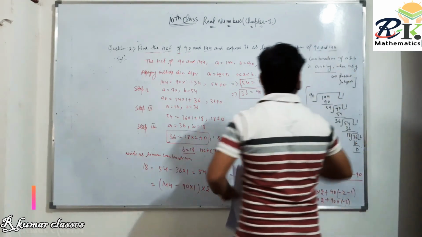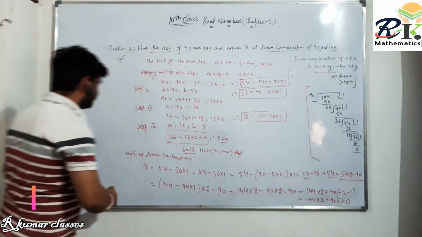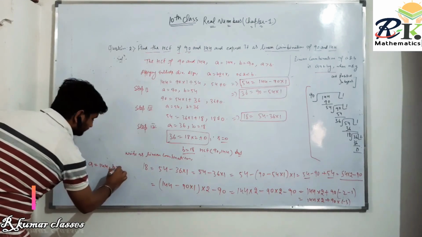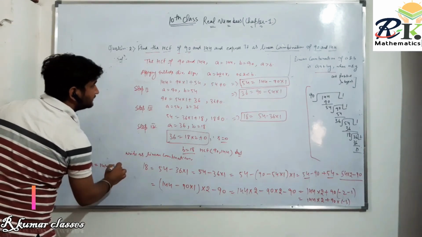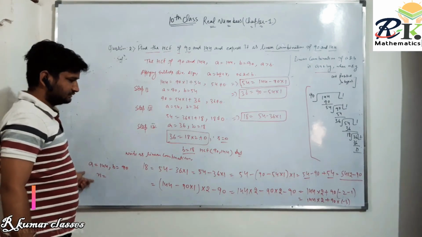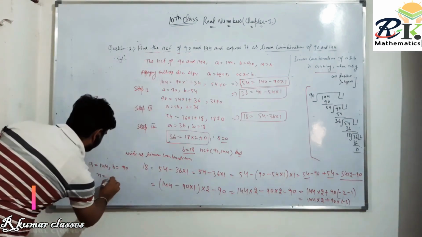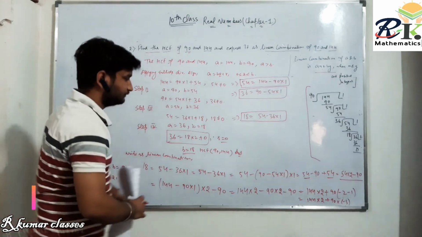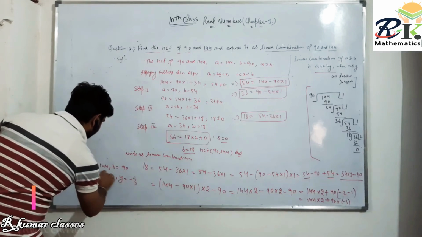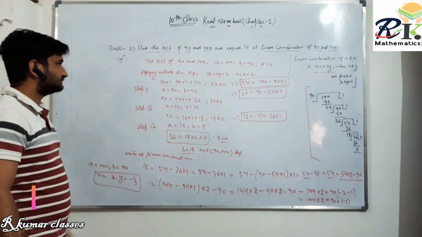So we see that the linear combination we write in the form ax plus by. So a is 144 and b is 90. What is x? x is the coefficient of a. So what is the coefficient of a? This coefficient of a is 2. So x is 2 and y is the coefficient of b, which is minus 3. So this we can write as the linear combination of a and b. So this is the answer. So write it down.